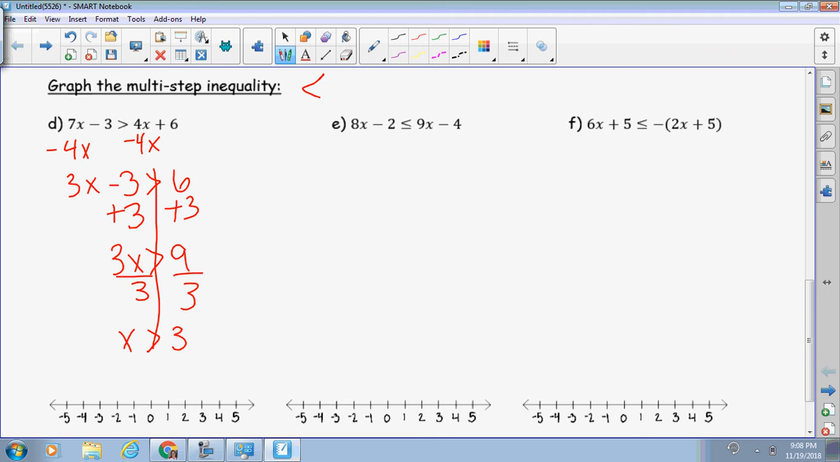Remember, if it's less than or greater than, it's just open. Less than or equal to, greater than or equal to, closed circle. So it's an open circle over 3 pointing to the left.